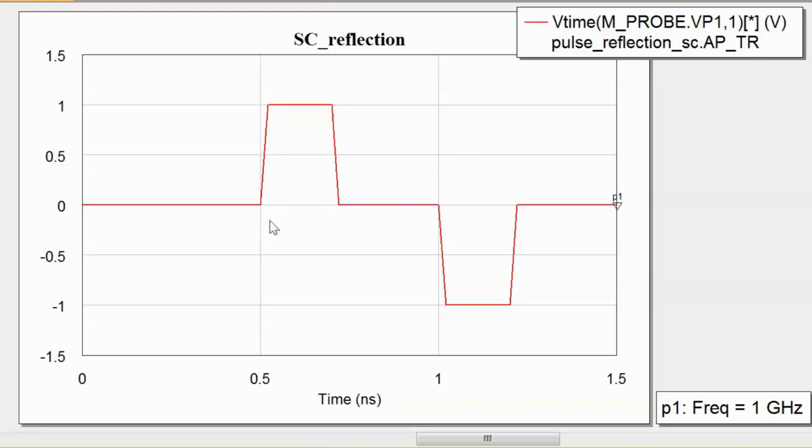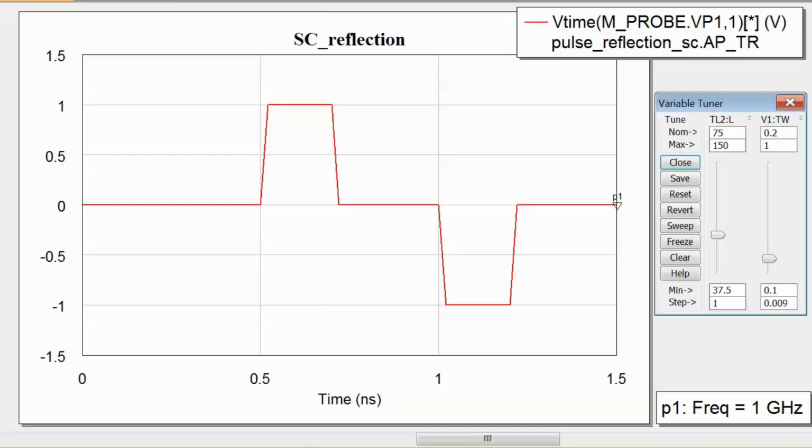Again, because the pulse is only 0.2 nanoseconds wide, and it takes 0.5 nanoseconds for the pulse to reach the end of the line and come back, by the time the reflected pulse comes back, the incident pulse is no longer there. However, if the line was shorter or if the pulse width was longer, then we would see an overlap of incident and reflected voltages.